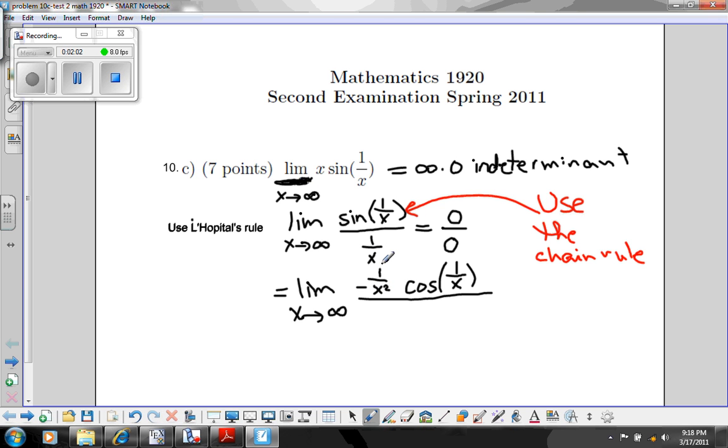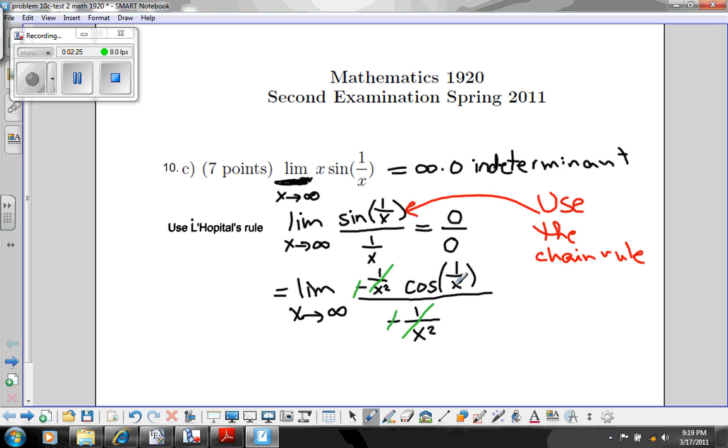In the denominator, we've got 1 over x. The derivative of 1 over x again, that's x to the negative 1, so we get negative x to the negative 2, which means negative 1 over x squared. Now see what happens to these two? They cancel each other out. So this one and this one cancel each other out. The negatives also cancel each other out. So we end up with the limit as x tends to infinity of cosine of 1 over x.